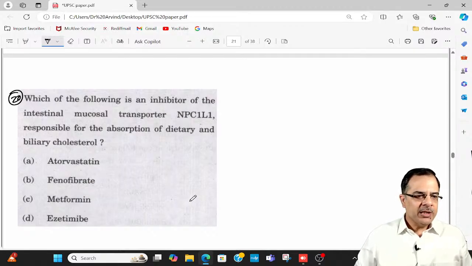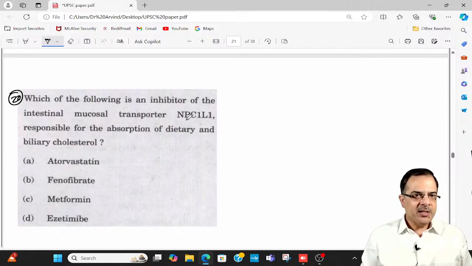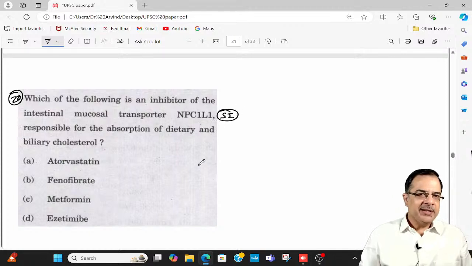Which one of the following is an inhibitor of the intestinal mucosal transporter Niemann-Pick C1-Like 1 receptor, which is responsible for the absorption of dietary and biliary cholesterol? So this is a receptor in the small intestine, responsible for absorption of both dietary and biliary cholesterol. So the answer is D option.